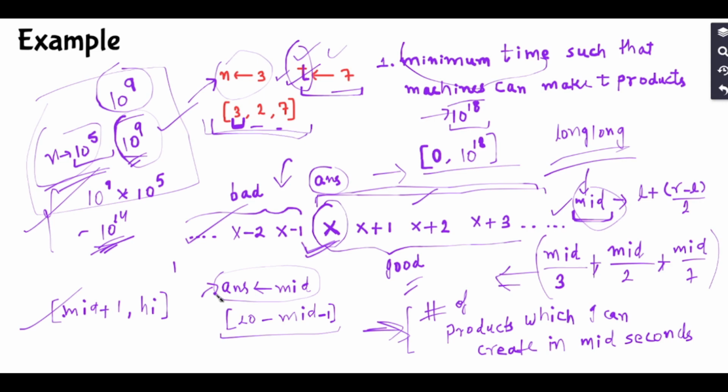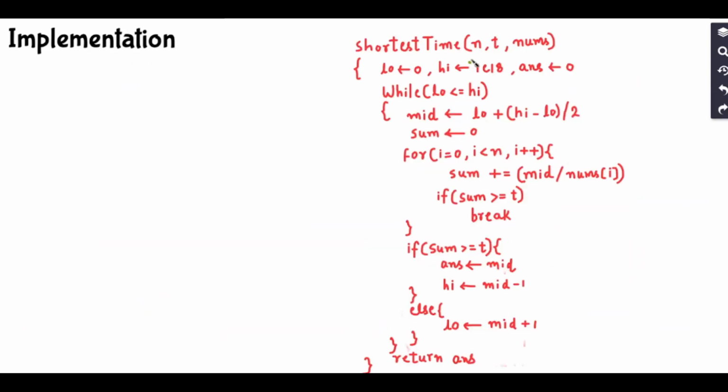Let's see the implementation of the ideas which I explained here. So this is the shortest time function which takes in the number of machines we have, the number of products which I want to make, and this nums array represents the array containing timings for each of the n machines to create a single product. So I initialize my boundaries low to 0, high to 10 raised to the power 18, and answer variable initialized to 0. Fine. Now let's run the usual binary search while low is less than or equal to high.